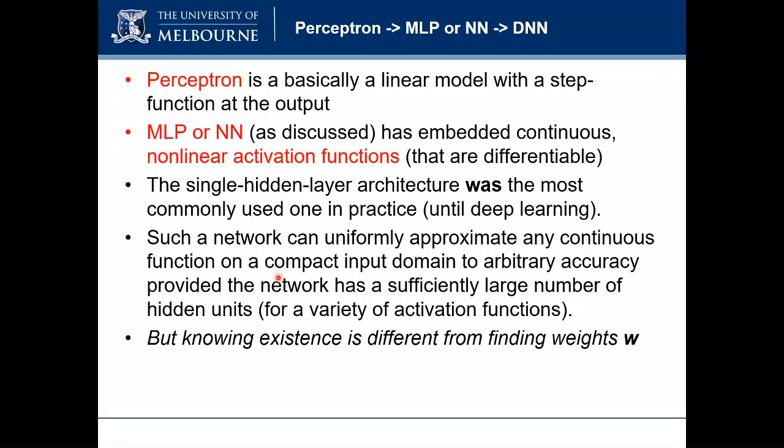And I mentioned, these are mathematically provable universal function approximators. But knowing the existence is different from finding the weights. So the theorem tells you, oh, this can approximate any function. And then you say to the mathematician, oh, great, thank you for this fantastic result. But could you tell me how I'm going to find those weights? And the mathematician tells you, I have no idea.